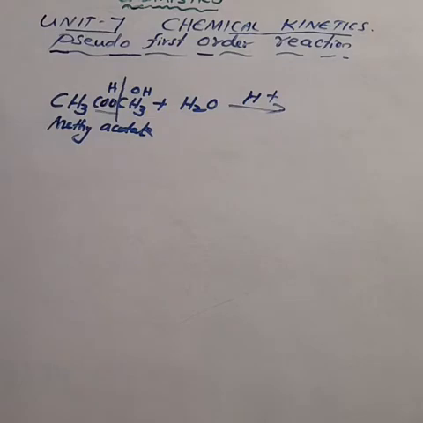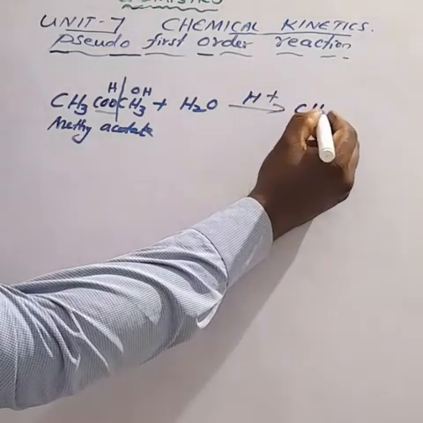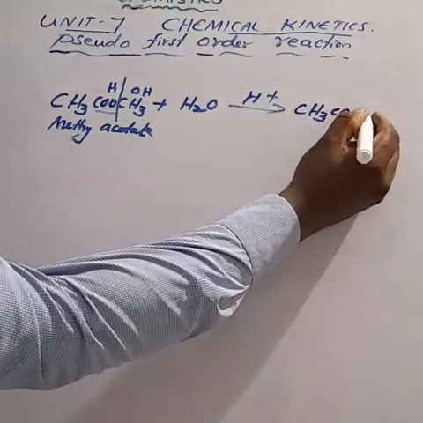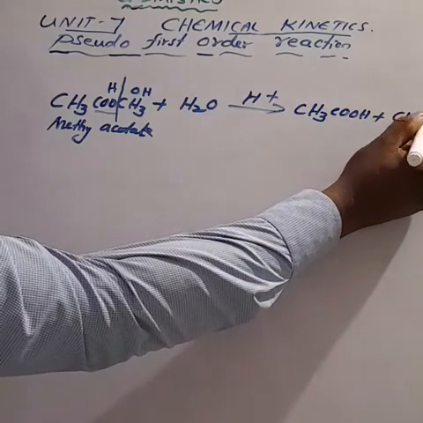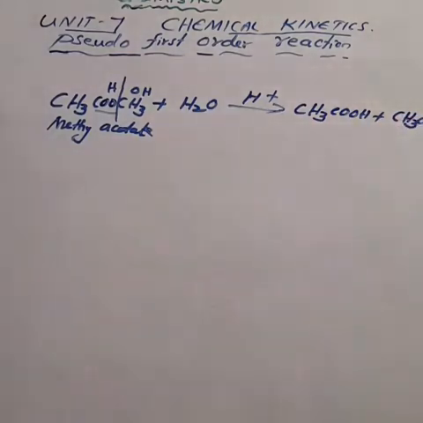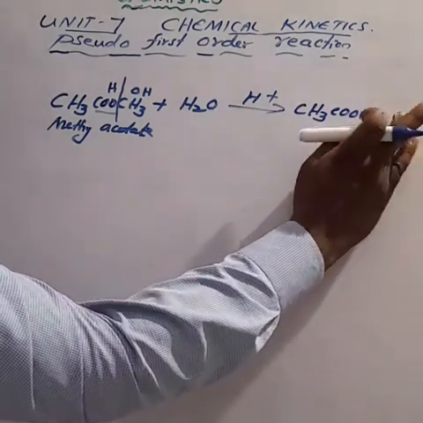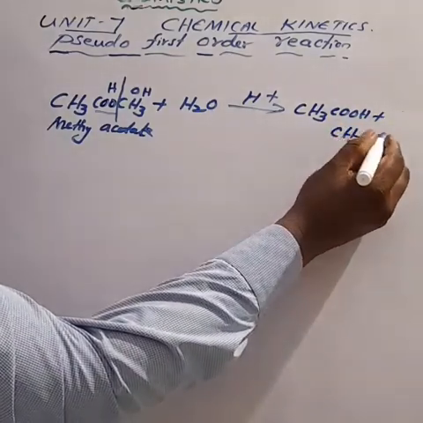Here this compound is split up into CH3COO and CH3. To this part, one H plus is added. Then the OH part is added to the CH3. So we get two different products. One is CH3COOH. That is CH3COO plus H gives CH3COOH, acetic acid.